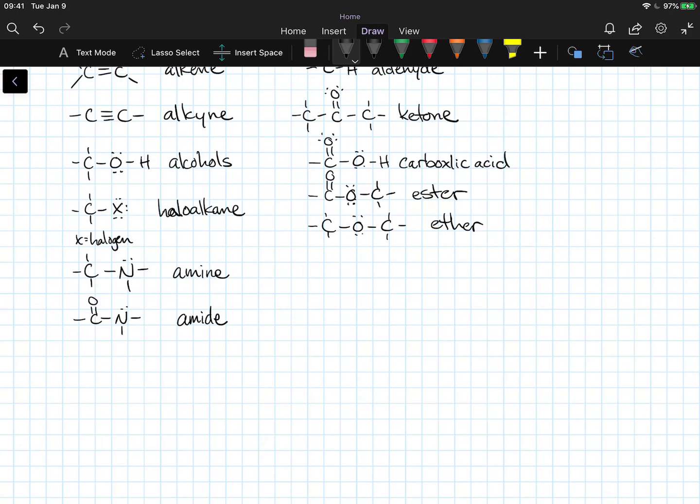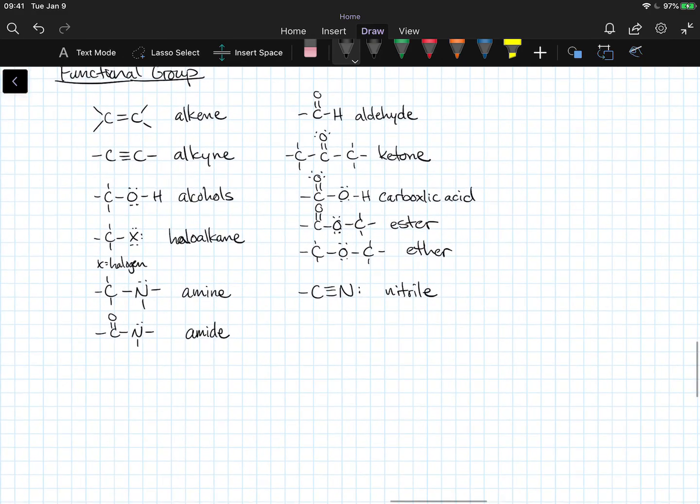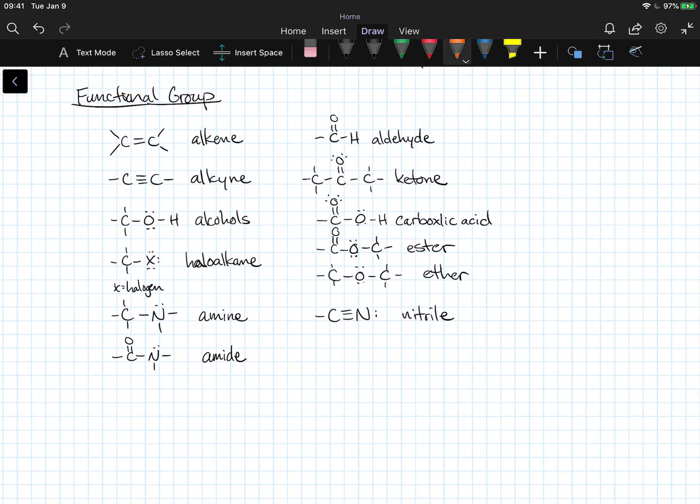And then one last group, you've probably heard of this one a lot. This is the gloves that we wear in class. This is a nitrile group. So nitrile gloves are a polymer of this group. And that's really the more important functional groups. There are a lot more than this, but we're really just going to focus on these.